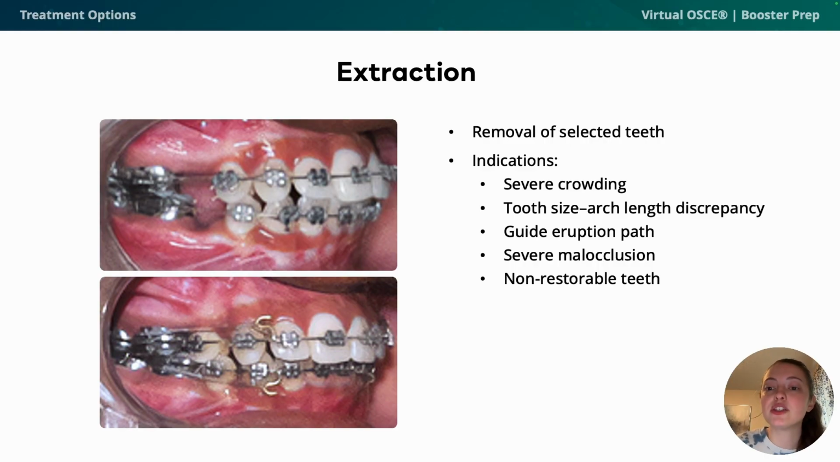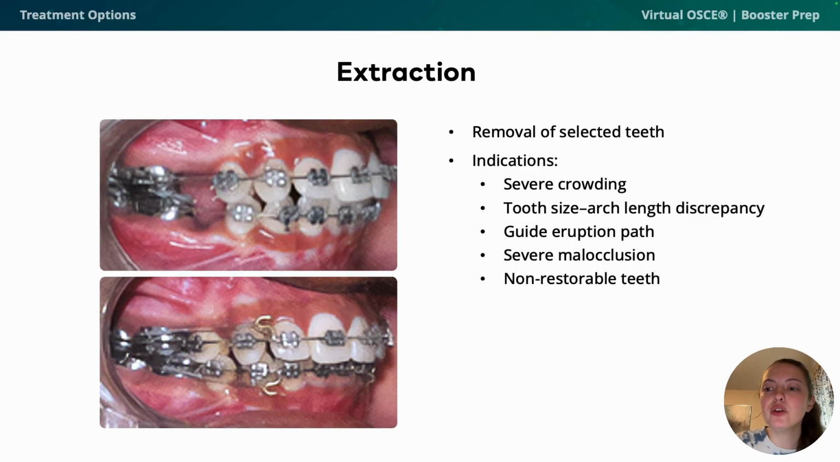A tooth size arch length discrepancy is kind of a fancy way of saying the teeth are too big for the jaws. And if the teeth are too big, they will not safely and comfortably fit, meaning some need to be extracted. For guiding eruption path, I want to stress that although orthodontic extractions is usually referring to the extractions of permanent teeth, primary teeth can be extracted as part of orthodontic treatment as well. For example, primary canines may be extracted earlier than they would actually exfoliate to guide the eruption path of the permanent canines if they look like they may be coming in at the wrong angle.